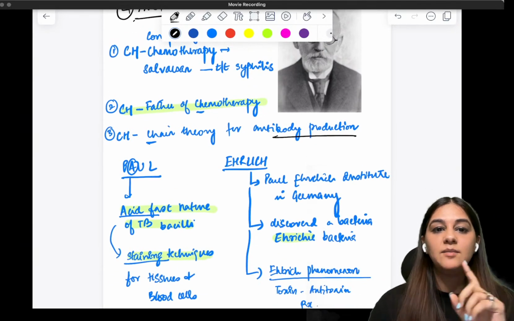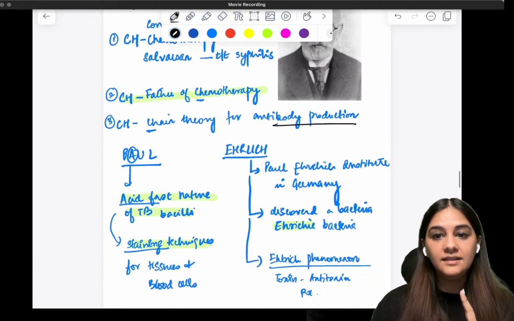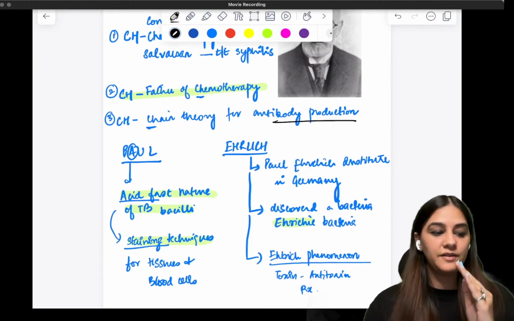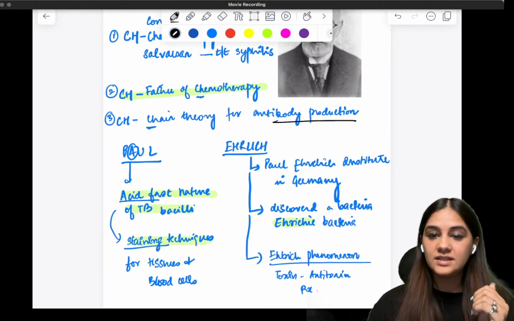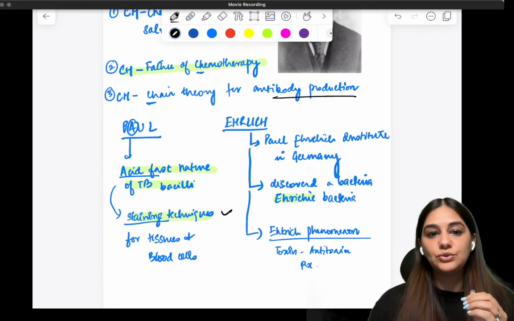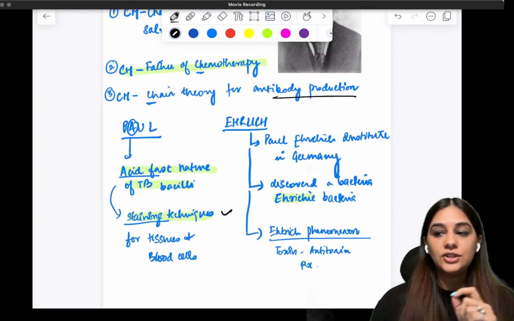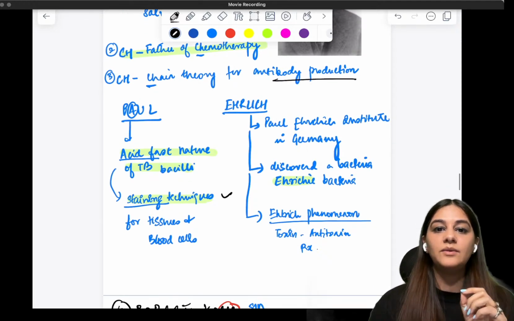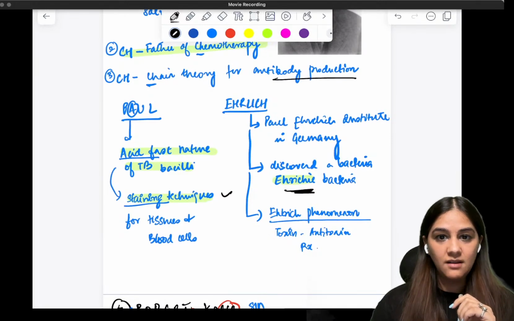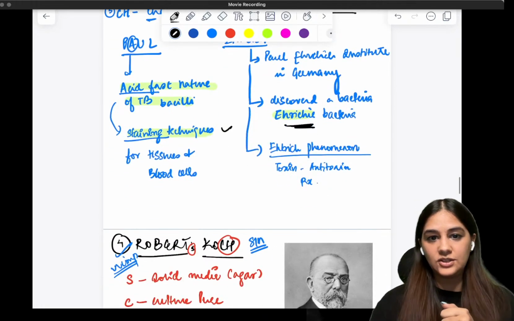Coming back to his name, Paul Ehrlich, P and A is for the acid-fast nature of the TB bacilli, and acid-fast is a staining process that we use. So he gave us the staining techniques for tissues and blood cells. Paul Ehrlich also gave us the Ehrlich Institute of Germany, discovered a bacteria called Ehrlichia, and gave us the Ehrlich phenomenon, which is the toxin-antitoxin reaction.